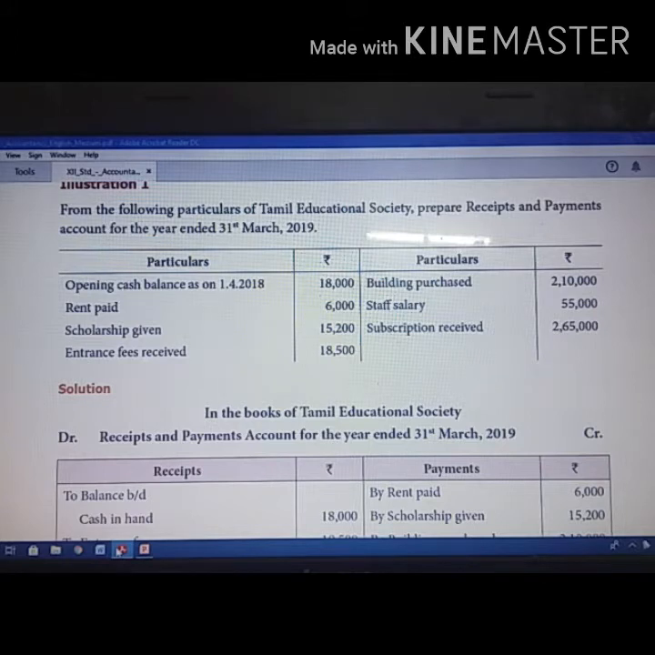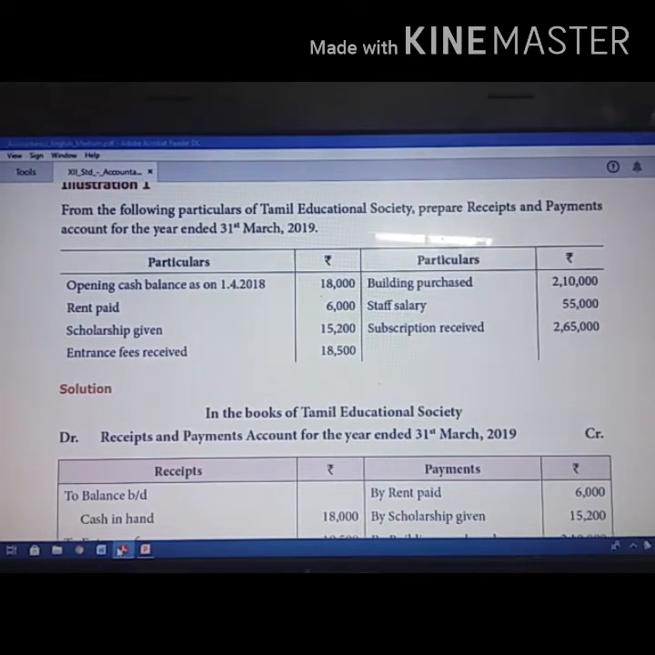Then if it is an unfavorable balance, cash balance or bank balance, in the sense, you must show it on the credit side. So if it is unfavorable, that means an overdraft is given, you have to show this amount on the credit side. In case they have given you an overdraft, then you have to show it on the credit side.